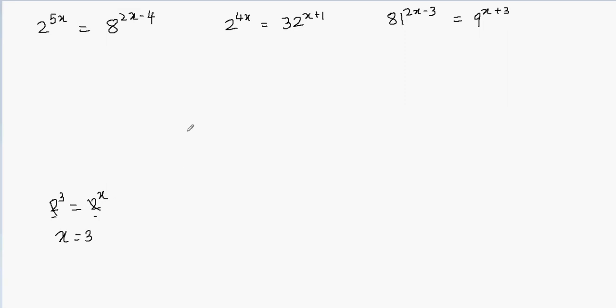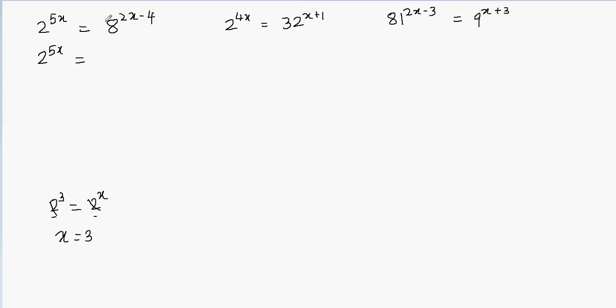Now let's take a look at the first example. I have 2 to the power 5x is equal to 8 to the power 2x minus 4. First of all, the best way to solve this is I need the same bases so that I can make the exponents equal. I have 2 to the power 5x, and I can't do anything to this, so let's write this down first, 2 to the power 5x. But here I have 8 to the power 2x minus 4.